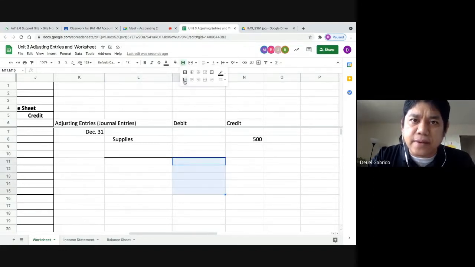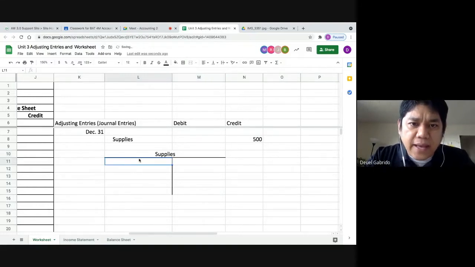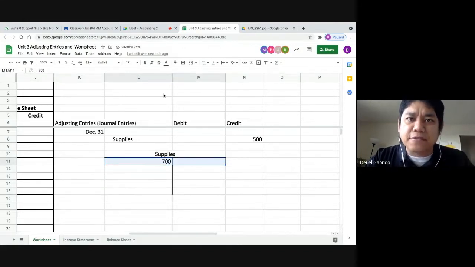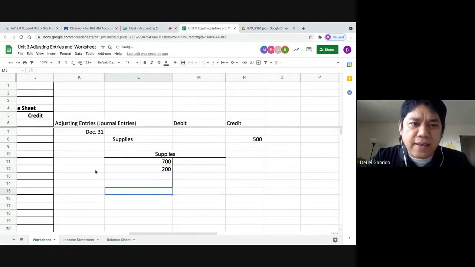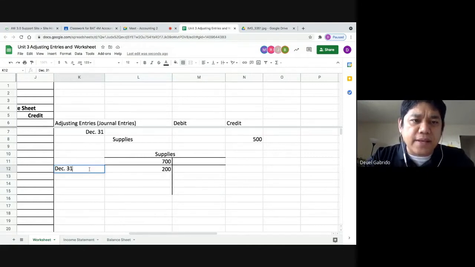This one should be the amount of supplies, right? At the beginning, we have 700. That's the one in the trial balance, right? 700. And then at the end, after counting it, guys, you said that the remaining supplies is only 200, right? That's the supplies on hand. This is the actual December 31. This one is the supplies that we have normally at the beginning of the year.